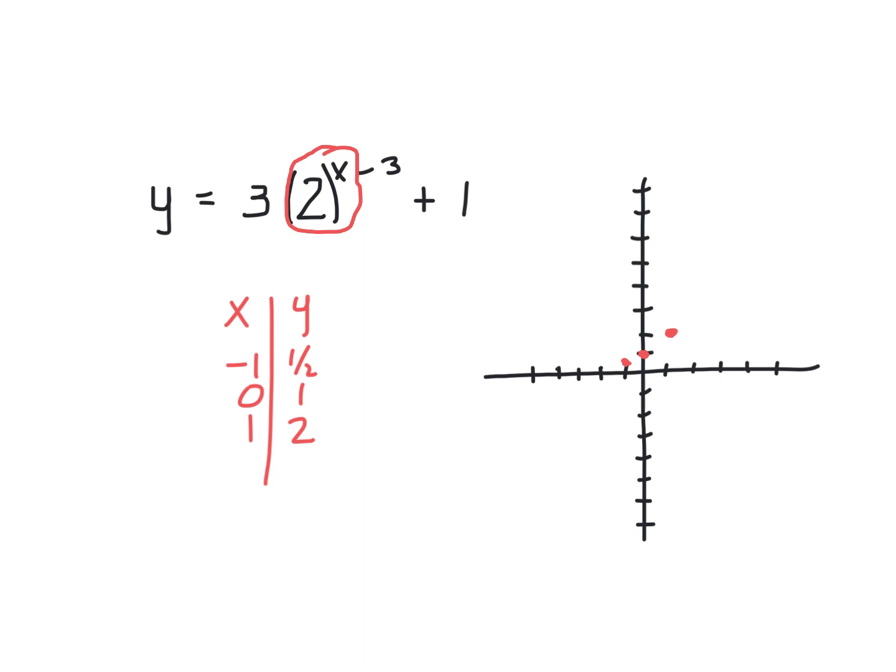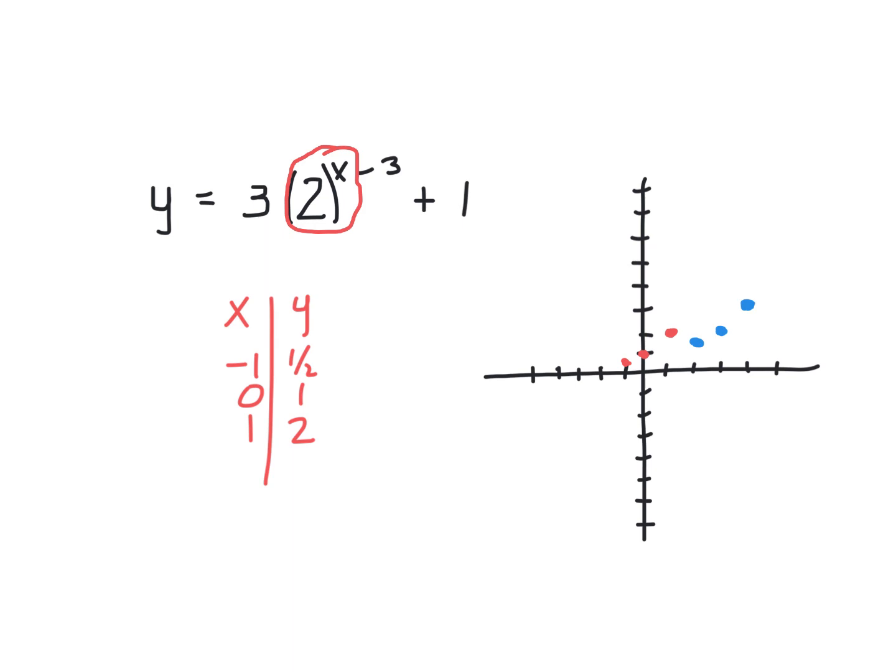All right, then we're going to move right 3 and up 1. So starting with this farthest left point, I move right 3, up 1. Right there. Moving the 0, 1 point, right 3 and up 1 puts me at the point 3, 2. And then the point 1, 2 would become 4, 3. So I'm just moving each of those points right 3 and up 1.